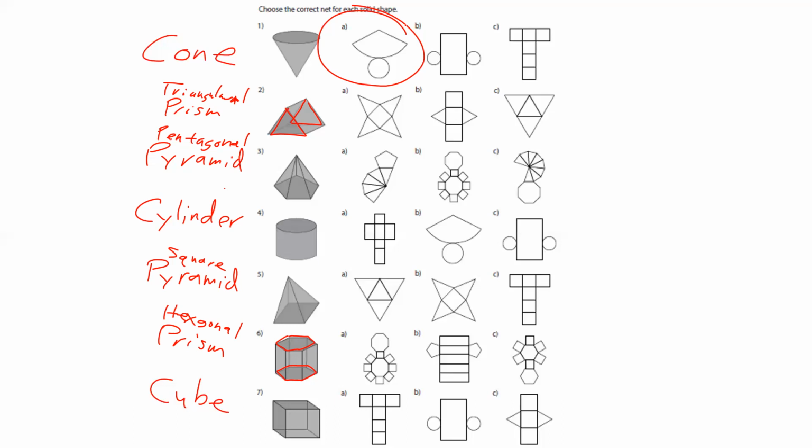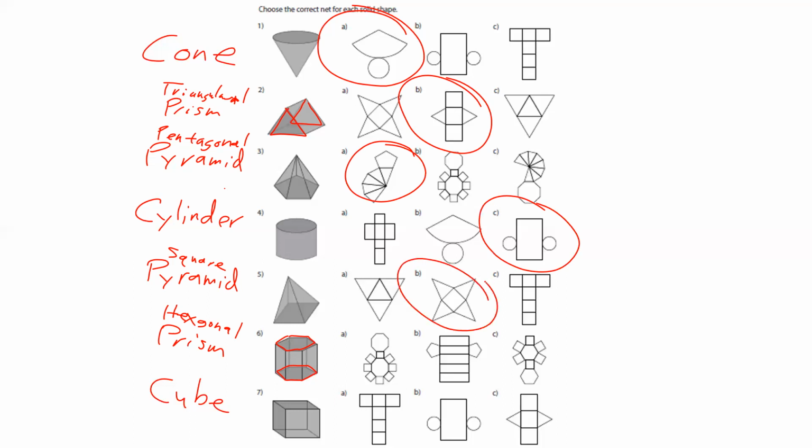B. All right, this one is B. All right, what about on 3? A. All right. On 4, what do you got? C. 5 is B. 6 is, what was it? C. And 7 is A. Good. So those are all the correct ones.